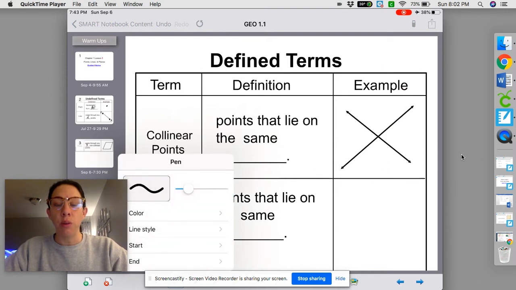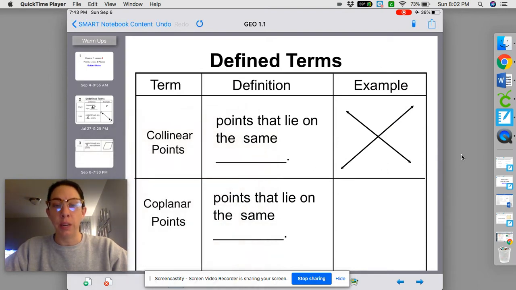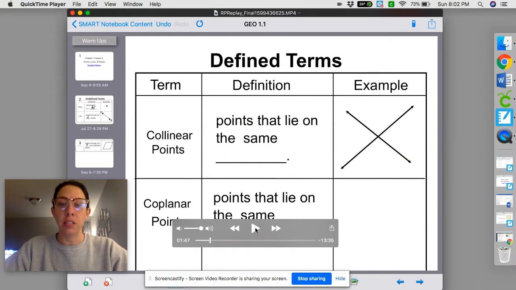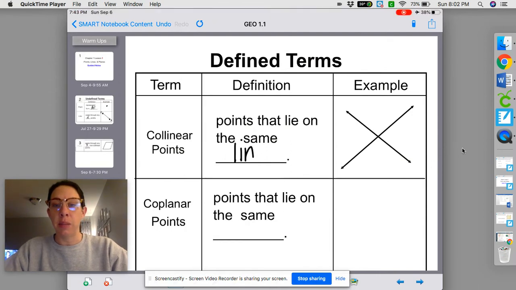So now we have collinear points and coplanar points. Think about co meaning together, and then in that word collinear, I see the word line. So they're literally points that are together on the same line.